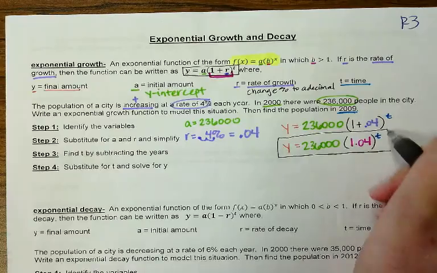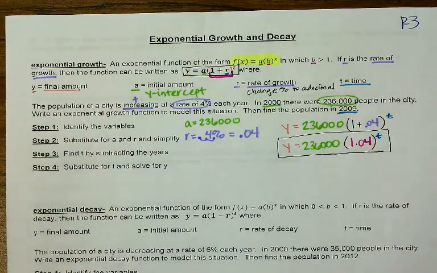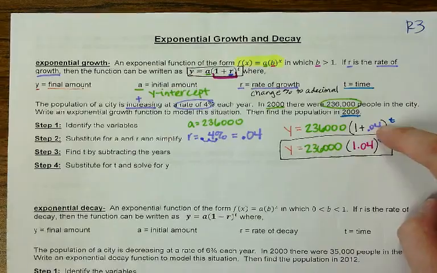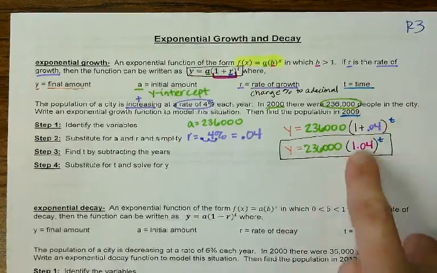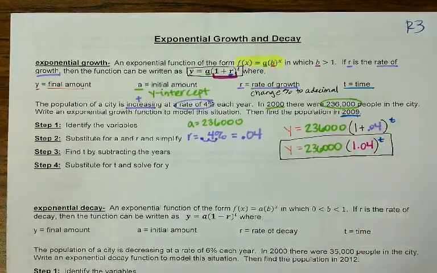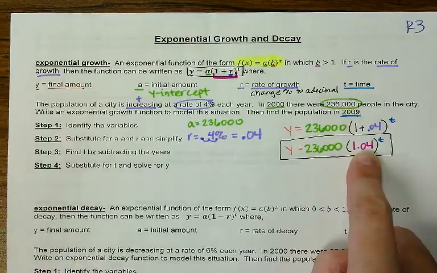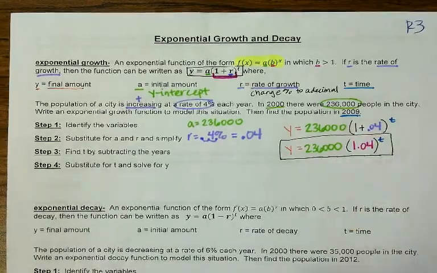Do y'all feel good about that? It's just plugging in your values and simplifying them, okay? And what you'll notice is the 0.04 is your rate of growth. The 1.04 represents that growth factor, that b value, okay? And is my b value bigger than 1? Yeah, so it's growth, okay? Because we're adding to 1, so it's considered growth.